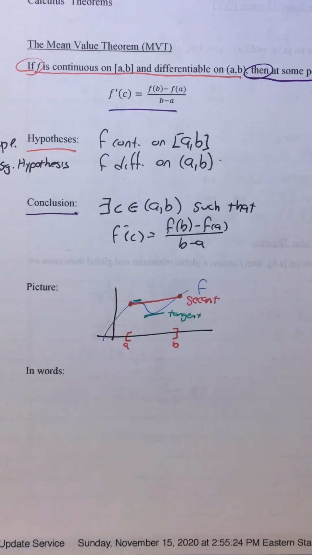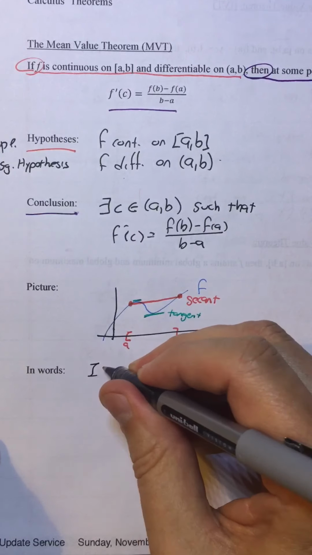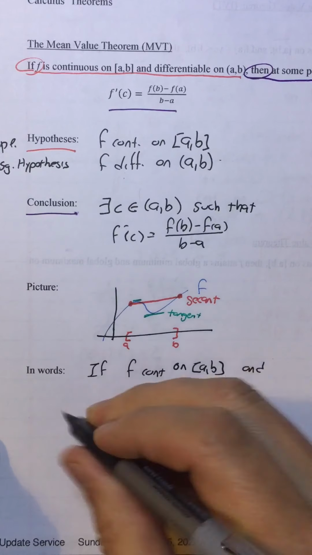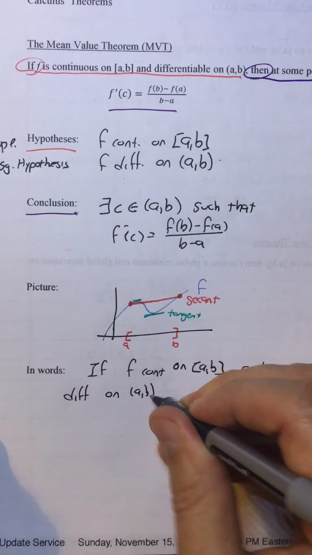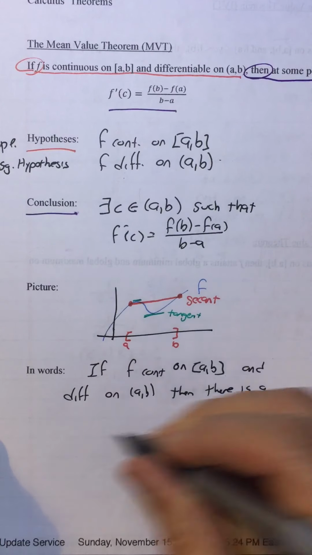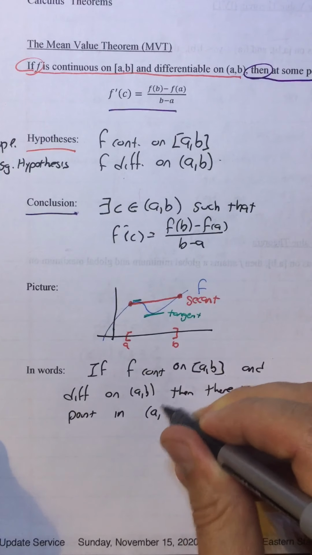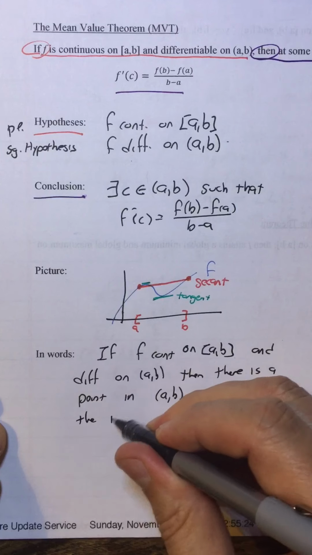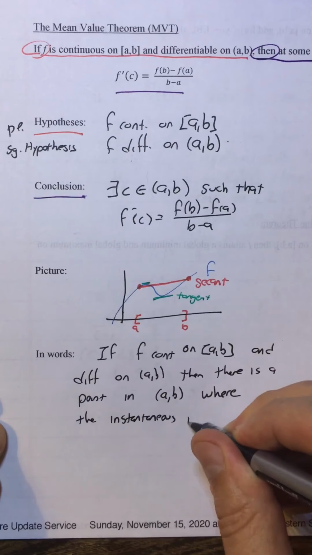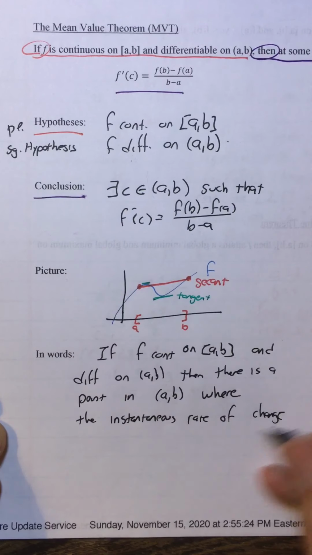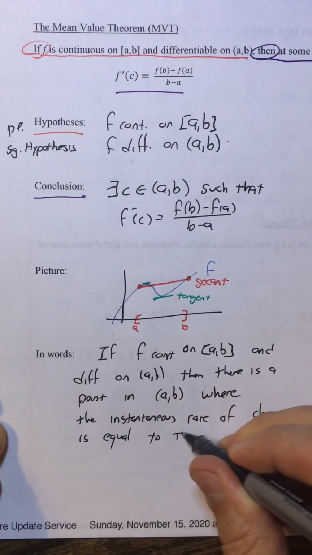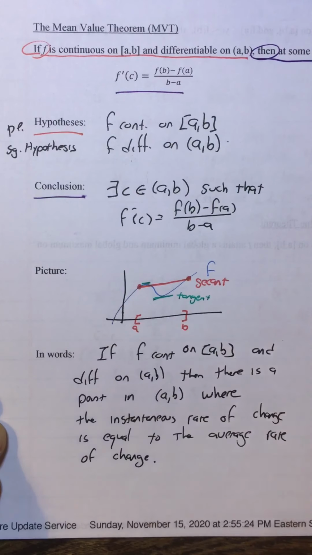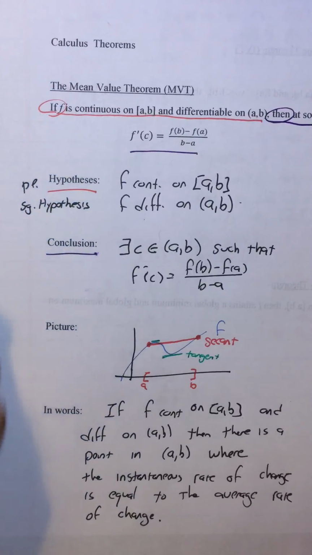All right. Now, we can also say these things in words. So the words are, if f is continuous on AB and differentiable on the open interval AB, then there is a point in the open interval AB where, so the words part is like, what does this really mean? It means that somewhere the instantaneous rate of change is equal to the average rate of change. All right, so that's really spelling out what the mean value theorem is about.